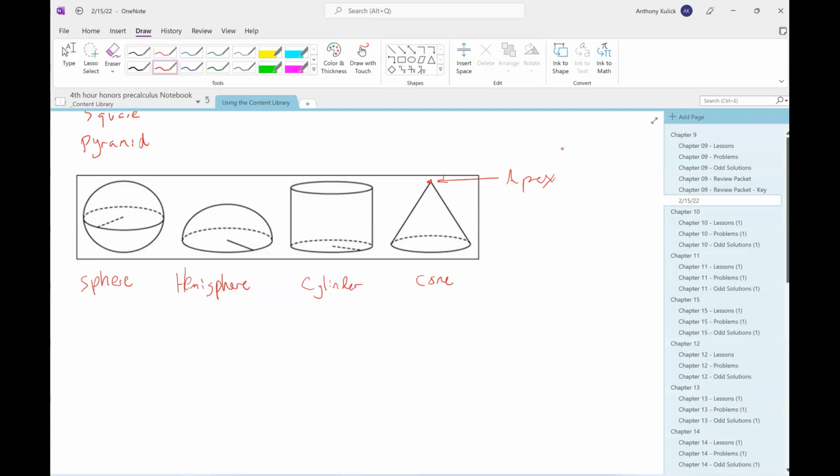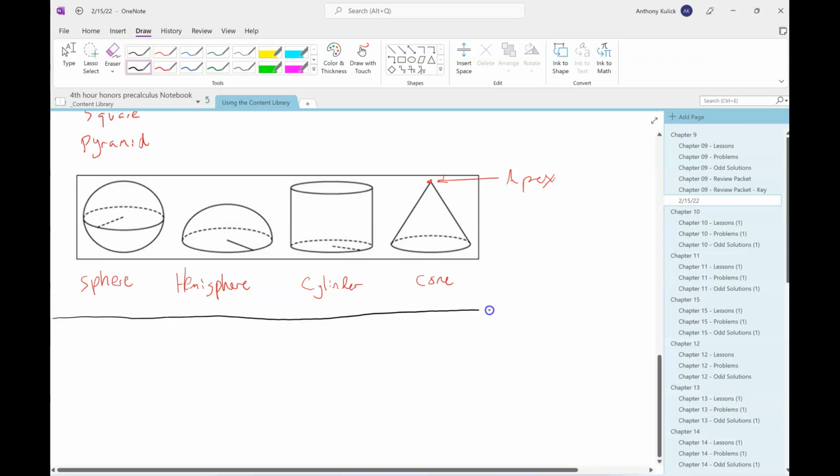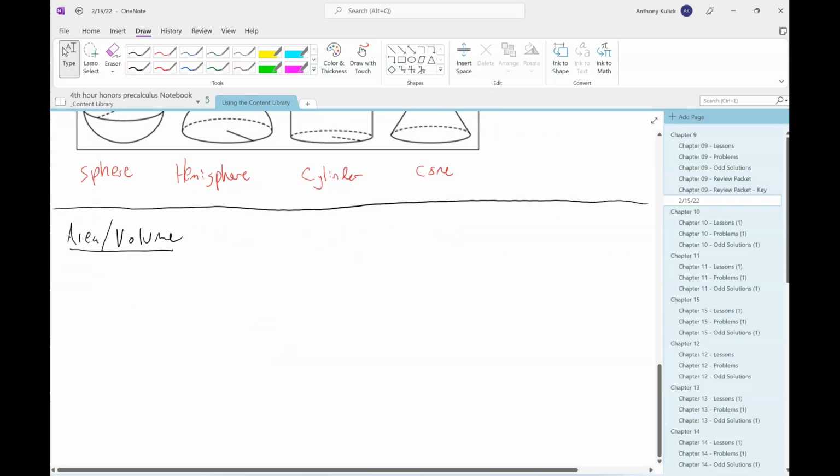Everybody okay? These figures, again, shouldn't be super unfamiliar, right? Sounds like things that we kind of know the names of mostly. So take a few minutes and just review some area and volume formulas.